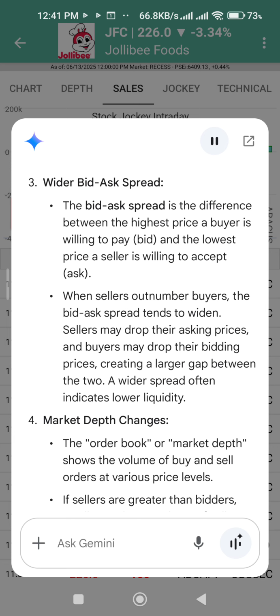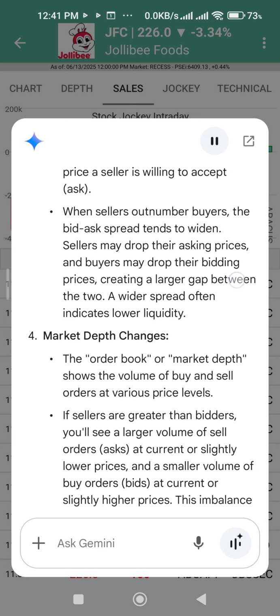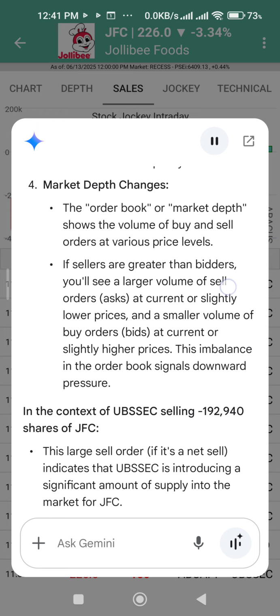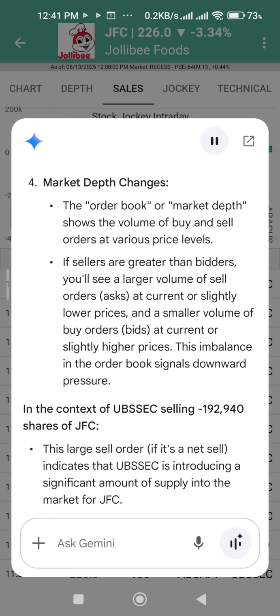4. Market depth changes. The order book, or market depth, shows the volume of buy and sell orders at various price levels. If sellers are greater than bidders, you'll see a larger volume of sell orders, asks, at current or slightly lower prices, and a smaller volume of buy orders, bids, at current or slightly higher prices. This imbalance in the order book signals downward pressure.